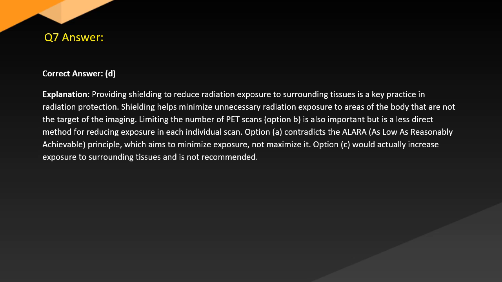Answer. Correct answer D. Explanation. Providing shielding to reduce radiation exposure to surrounding tissues is a key practice in radiation protection. Shielding helps minimize unnecessary radiation exposure to areas of the body that are not the target of the imaging.